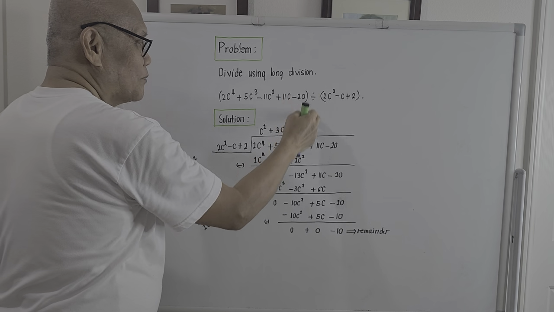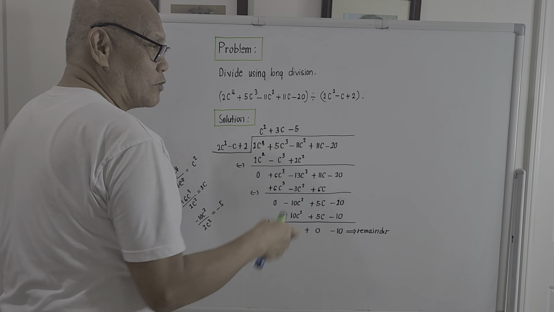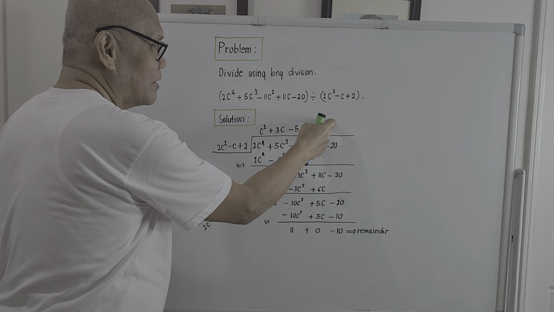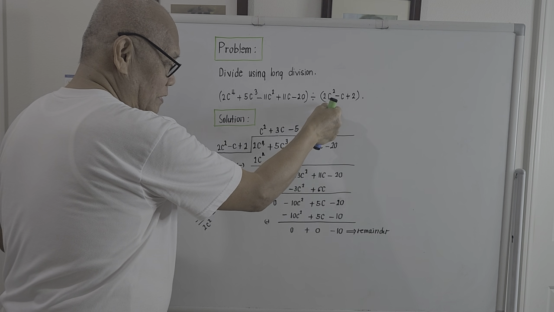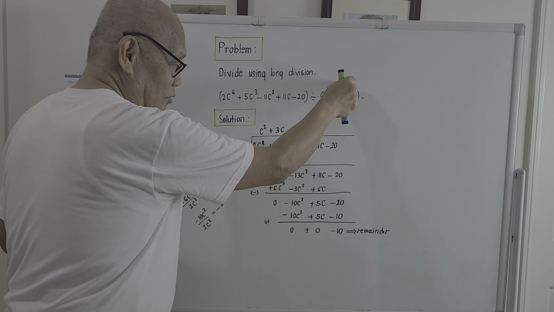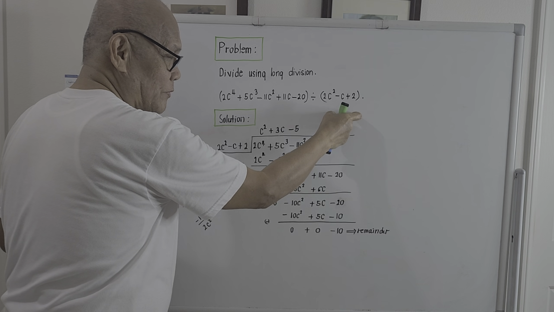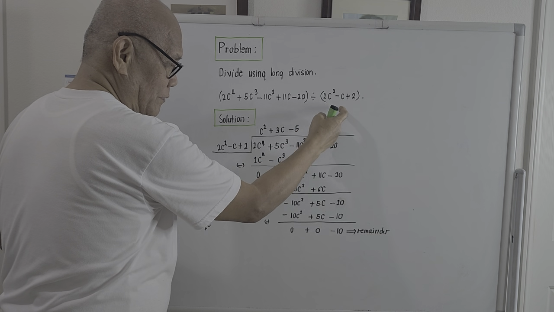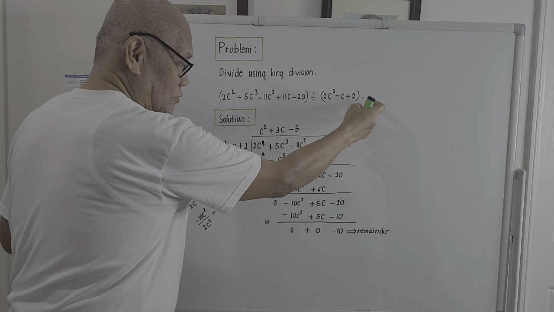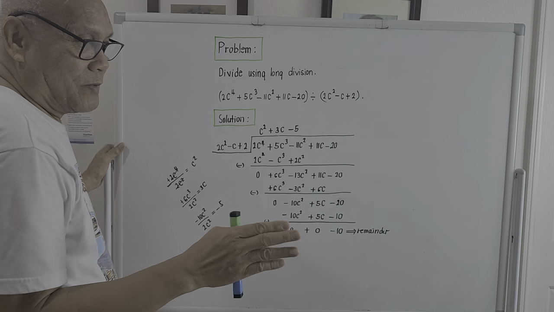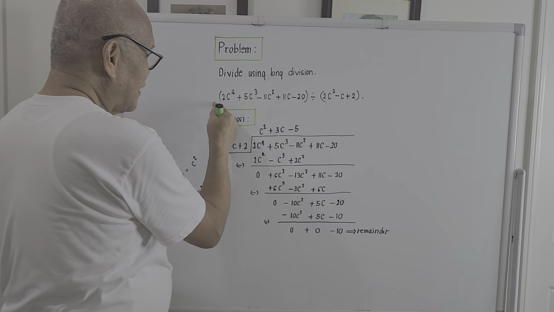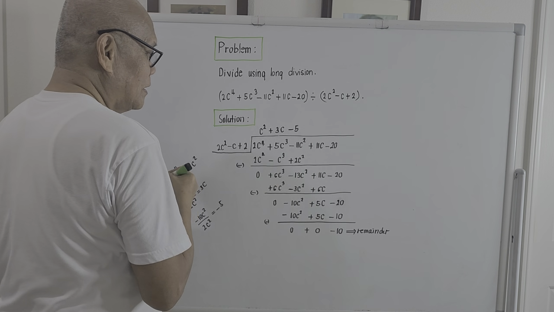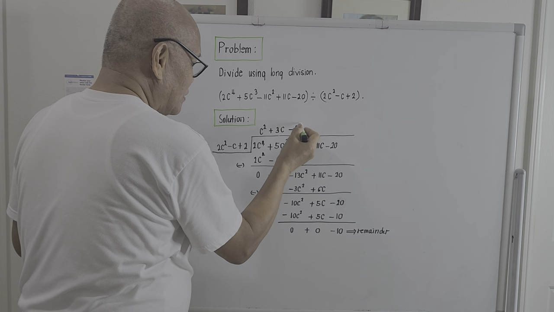We will divide this by another algebraic expression, and that expression is just quadratic because the highest degree of the second expression is to the second power. So the divisor will be 2c squared minus c plus 2. The problem is just asking, if we try to divide this first expression by the second expression, what will be the value? Actually, the value is this one.